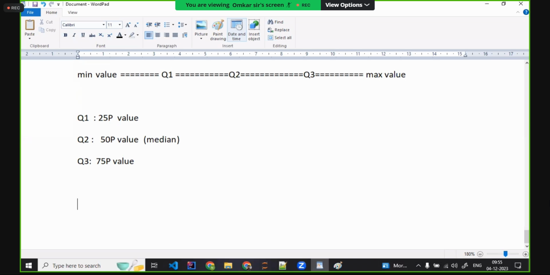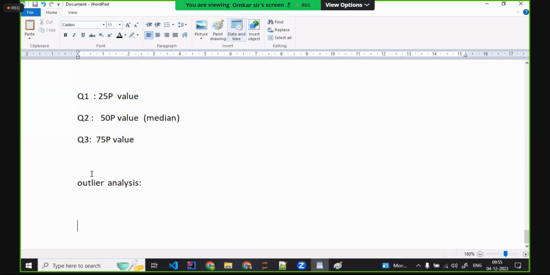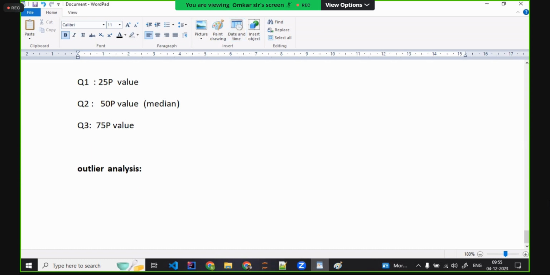Let's see now. Based on this, we will do outlier analysis. Outlier analysis is a very, very important topic. So, who is an outlier? Ambani is an outlier. For the definition of outlier? Again, Ambani. Ambani is an outlier.